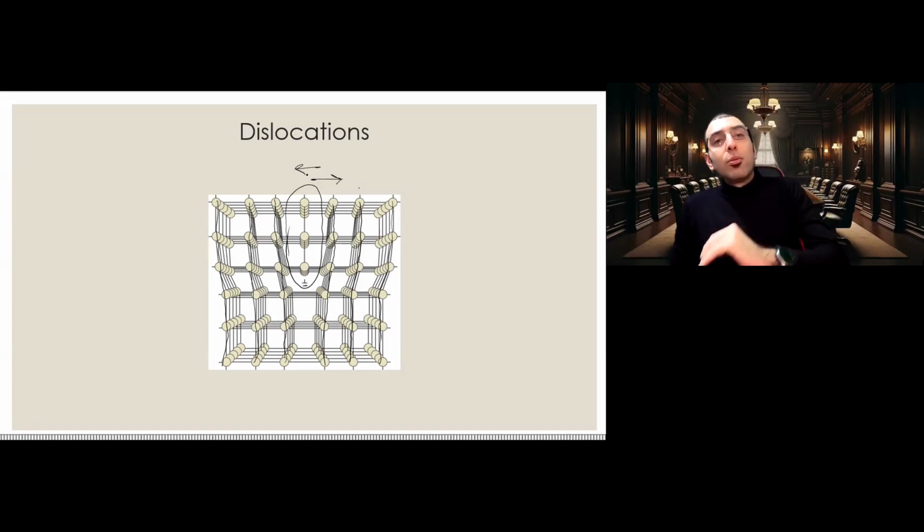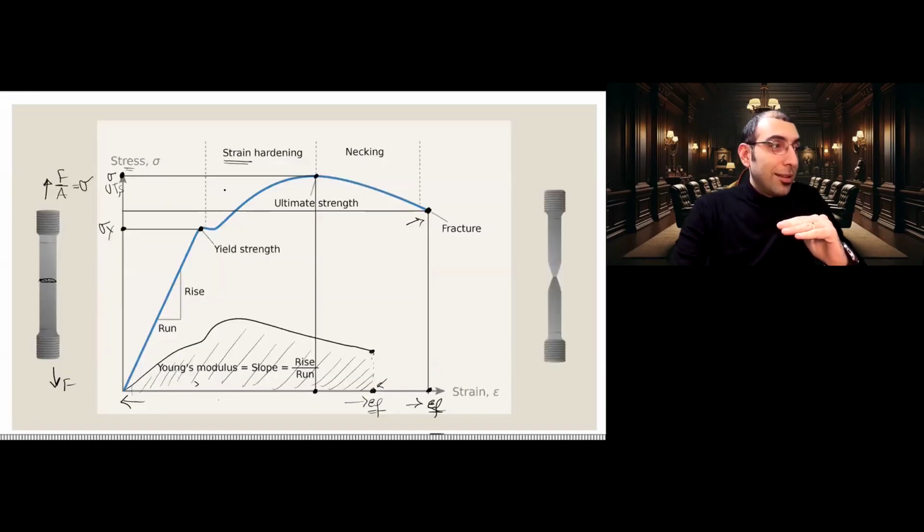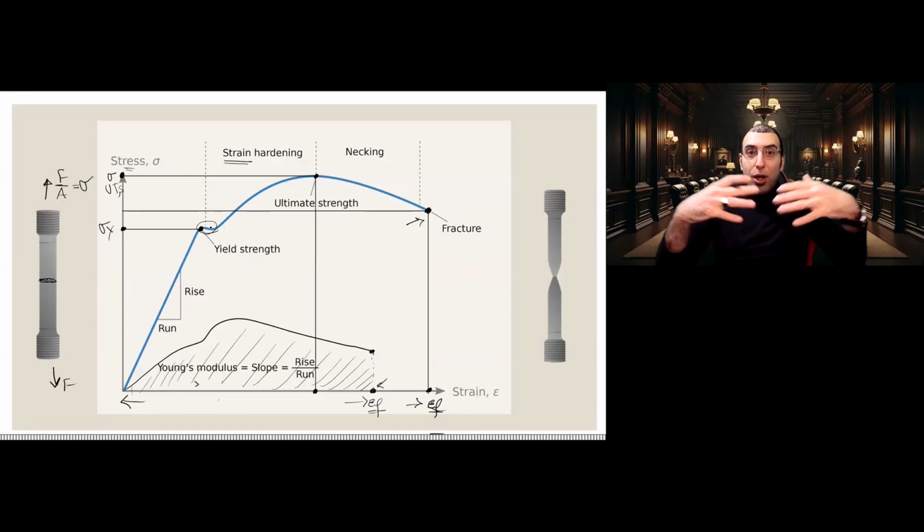But if they are mobilized, why is the strength increasing? If they're mobilized, either the strength should go flat, like almost flat, like here, or even drop, because after the bondings are breaking, these dislocations are just mobile.